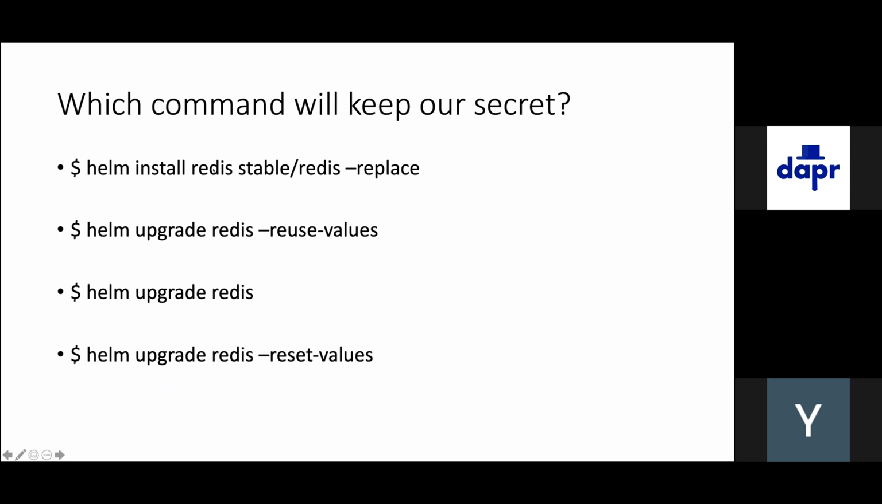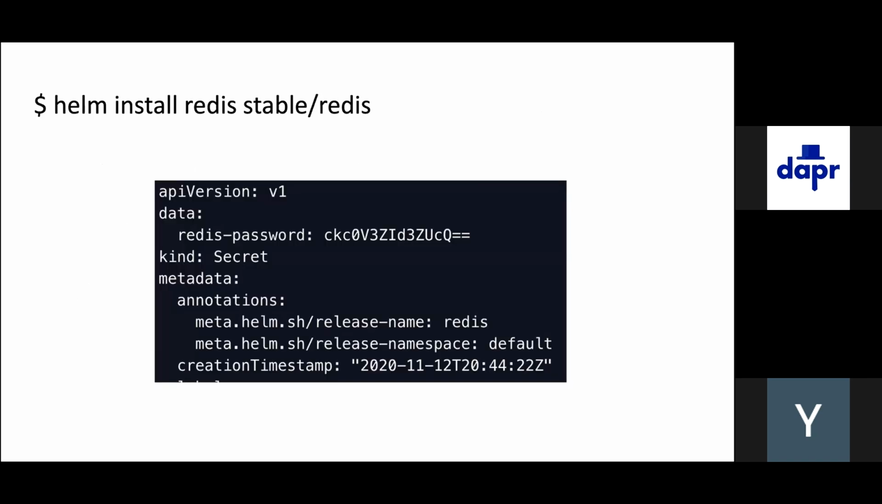So we have helm install --replace. We have helm upgrade --reuse-values. That looks promising. We have just the default helm upgrade redis, which we don't know what this does unless we look it up, see what the default is. And we have --reset-values. So the answer is that none of them will actually keep our secret in place.